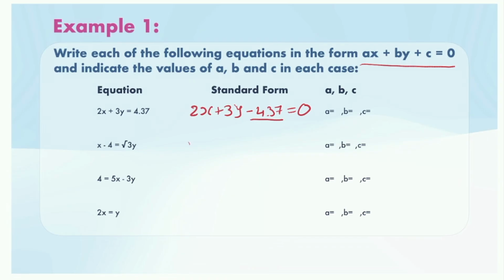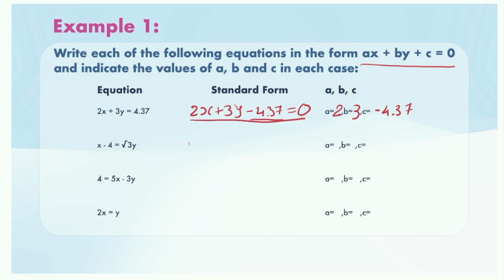This is a linear equation in standard form. If you compare both, the value of a is the coefficient of x, that is 2. So a is equal to 2. Now what is the value of b? The value of b is plus 3, so write plus 3 here. What is the value of c? That is the constant term, minus 4.37. So write minus 4.37. Don't forget your sign, right?